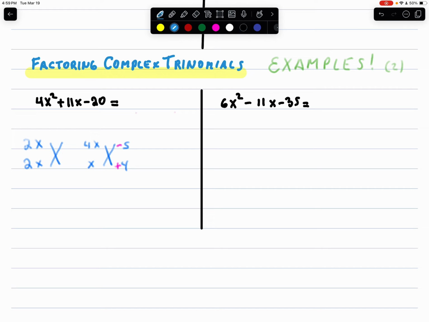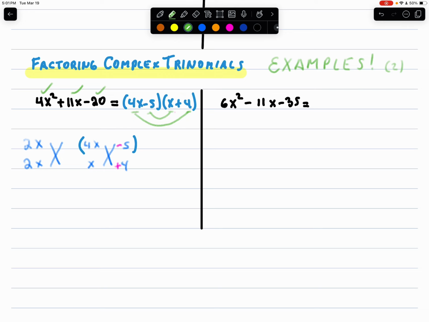So I'm going to my answer, and I say 4x minus 5 and x plus 4. Now, of course, I need to check, make sure that I got this right. So 4x and x gives me 4x squared, perfect. Minus 5 and 4 gives me minus 20. The signs work out great. And now I need minus 5 plus 16. Yeah, that gives me minus 11. That's the right answer. 4x minus 5 and x plus 4.